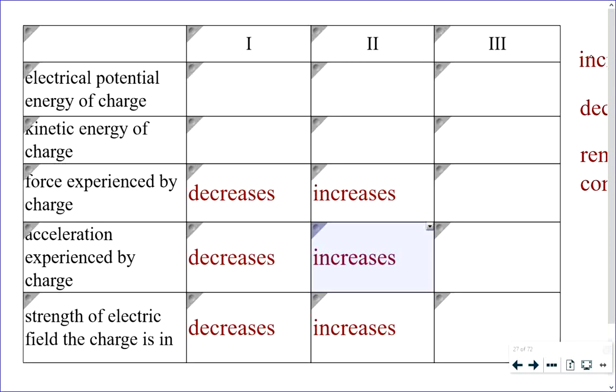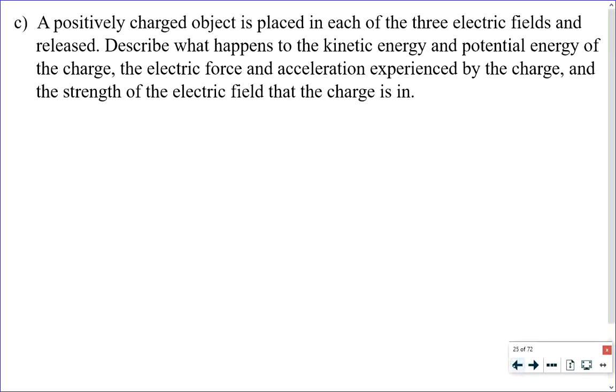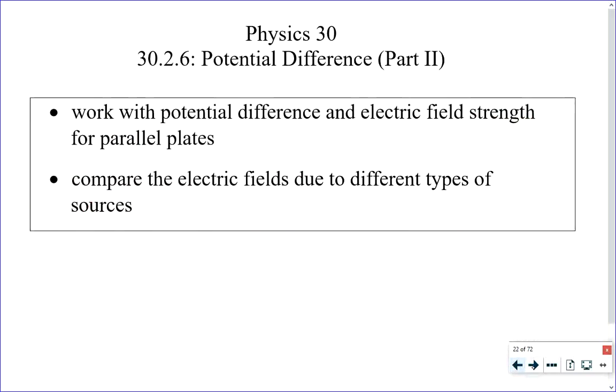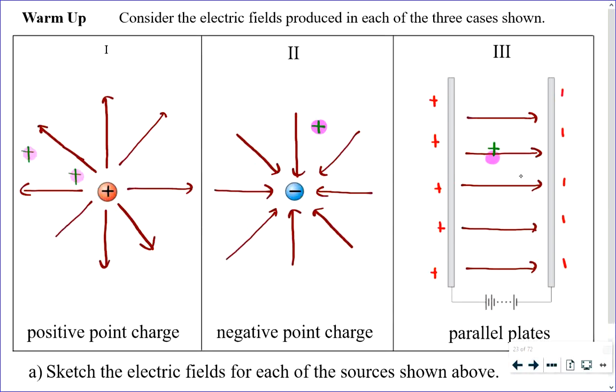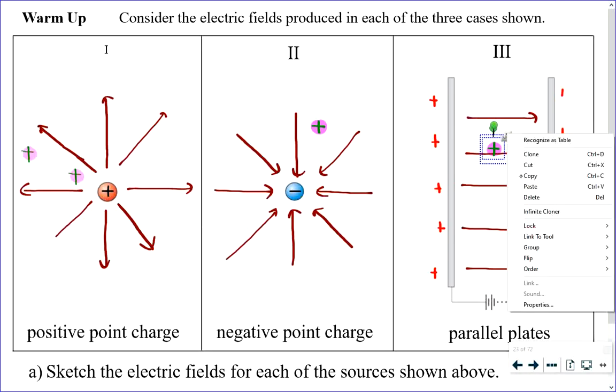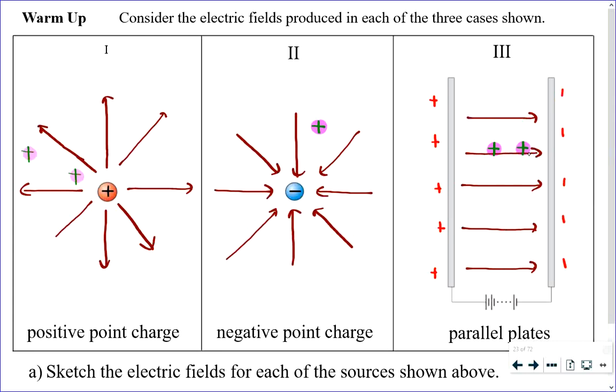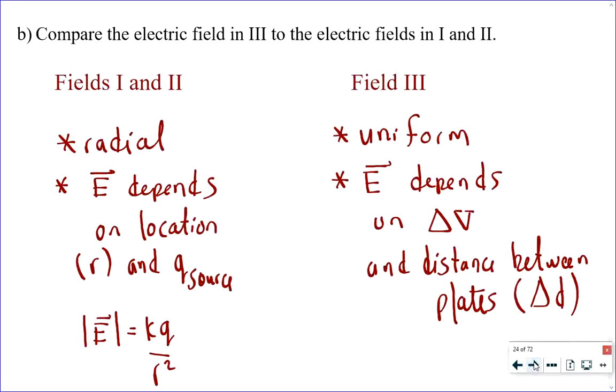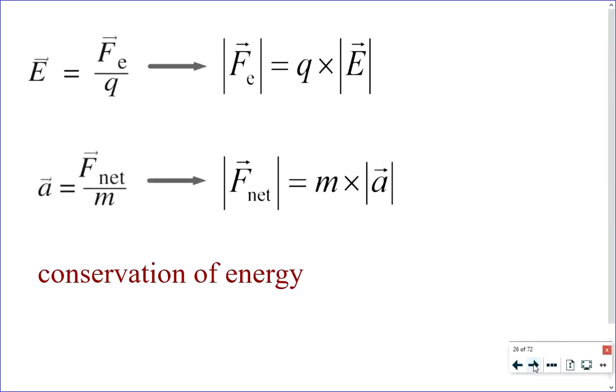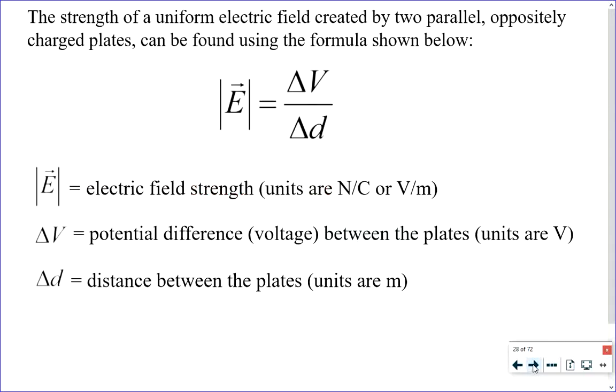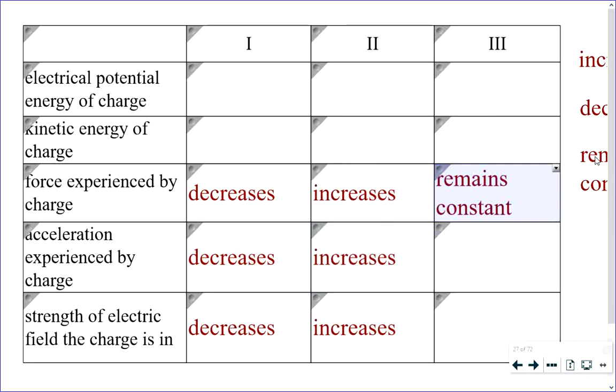Now, what's going to happen to the amount of force experienced? Well, we'll do the field first. What's going to happen to the electric field as this positive charge moves from here to here? Well, the electric field is going to stay the same because the field lines are uniform, they're parallel. And if the electric field stays the same, then the electric force will stay the same. And if the electric force stays the same, the acceleration will stay the same. So for all of these, we can say that the quantity will remain constant.